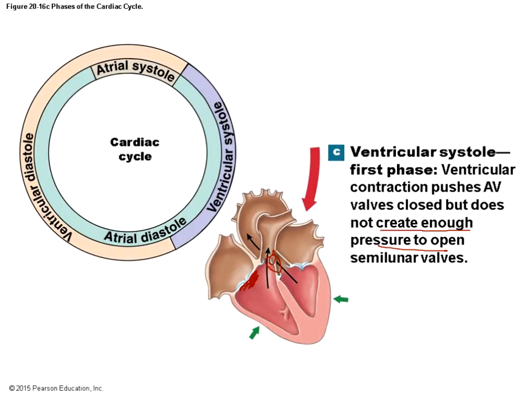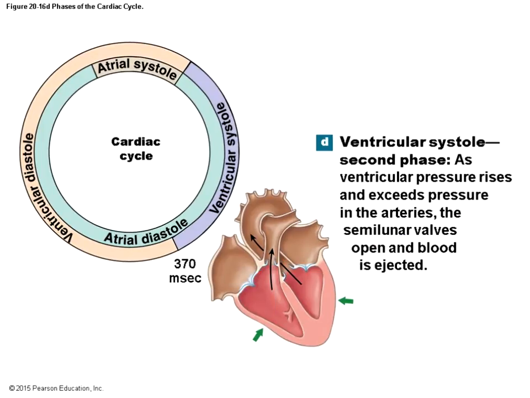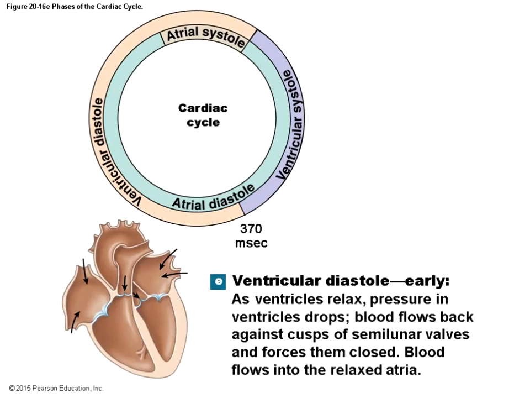The first part just makes sure these are closed, and then the increasing pressure will push the blood through that semilunar valve. Okay, so the second phase of ventricular systole, which this picture is more accurate now, is showing the pressure going up and exceeding the amount of pressure in these arteries. The semilunar valves open, and the blood is ejected. Okay, so that's the second phase of ventricular systole.